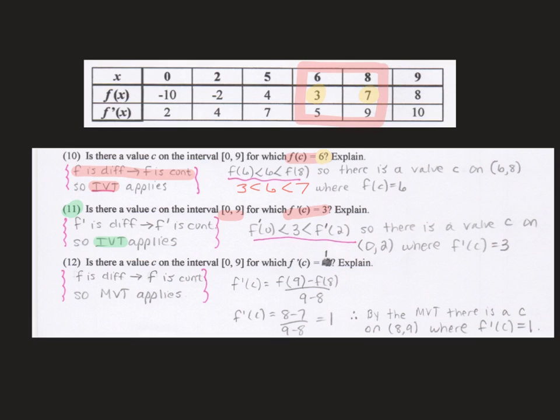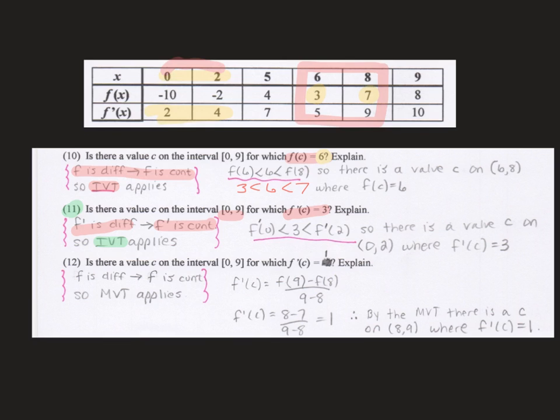So I know that the 3 lies in between the 2 and the 4. So there will be a C value between 0 and 2 where I'm going to achieve that value of 3. I don't know exactly what that x value is going to be, but I can guarantee it's some x between 0 and 2. So I just lay out the IVT like I did in number 10. Since f prime is differentiable, it is also continuous, because continuity is what's required for that IVT. And then I just did the same thing.